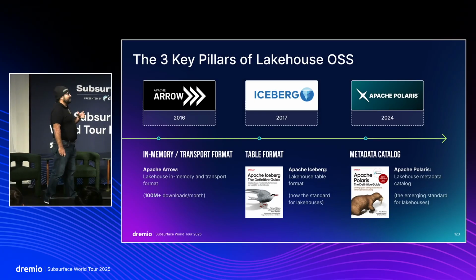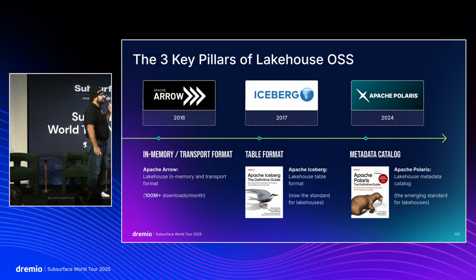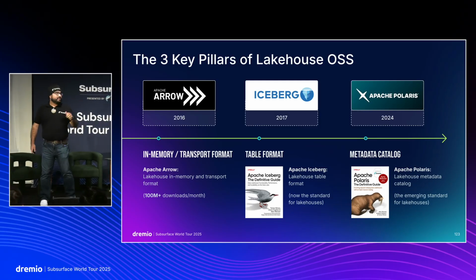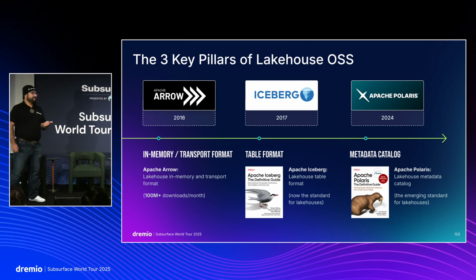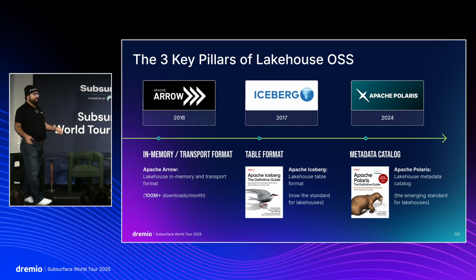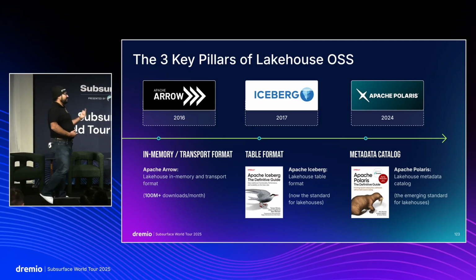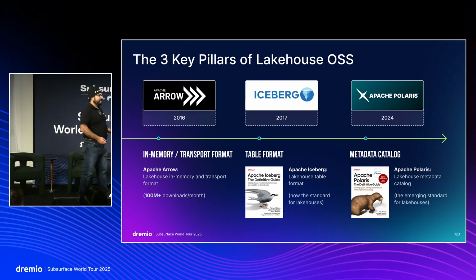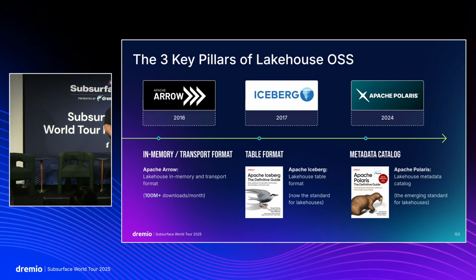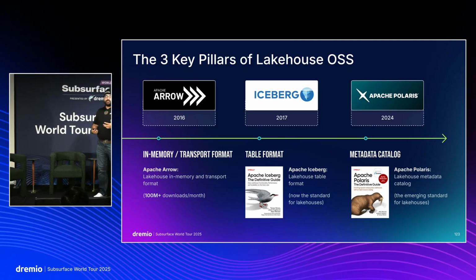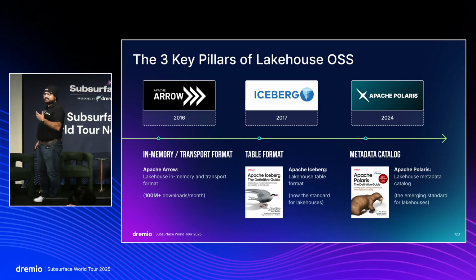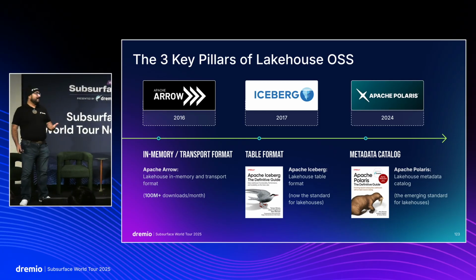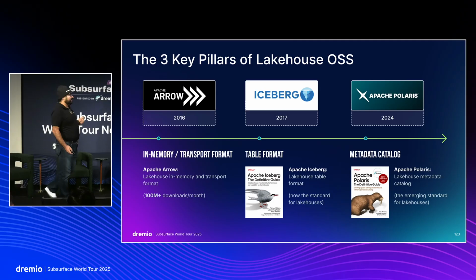So bottom line is there's three key pillars, because at the end of the day, you need three things to really have a powerful Lakehouse. You need a good in-memory transport format, because data is moving around. You want to be able to move that data around quickly. You want to be able to process that data quickly, and that's the role of Apache Arrow. But you also need to be able to organize your data in a way that your different tools can talk to them, give them the ACID guarantees that you would expect when you're working with a normal database or data warehouse. This is where Apache Iceberg comes in.